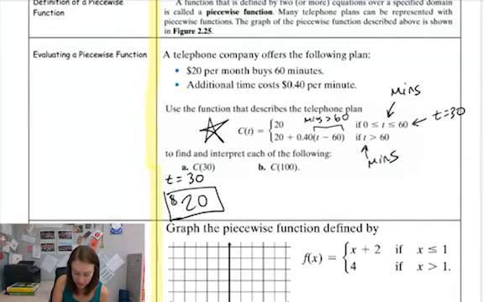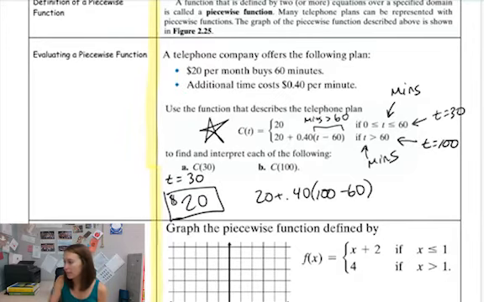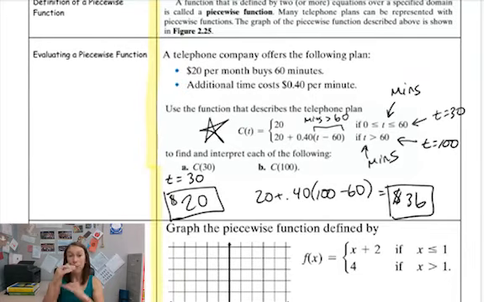For example, c of 100. So when t is 100, I would then be using the second formula. So 20 plus 0.40 times 100 minus 60, and I can solve for that. We end up getting $36. So you're not going to plug these into both parts. You're going to figure out which one it corresponds to and just use that piece.